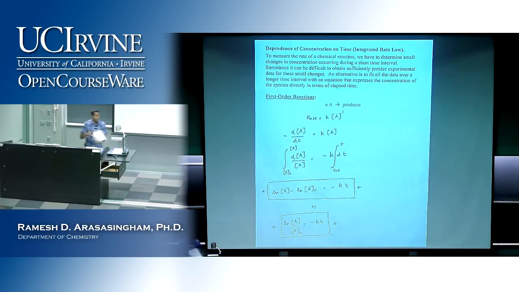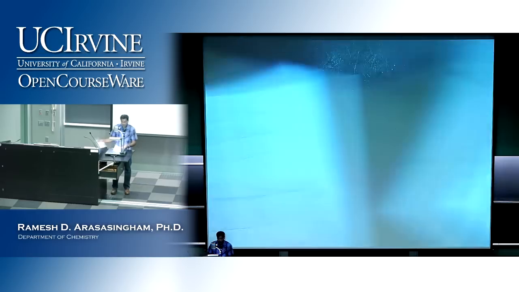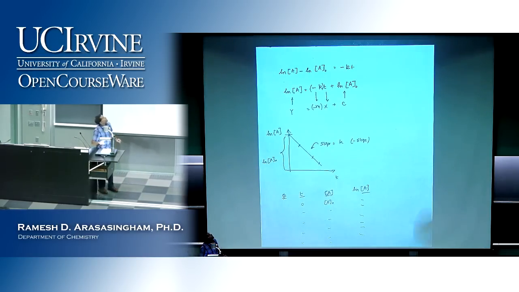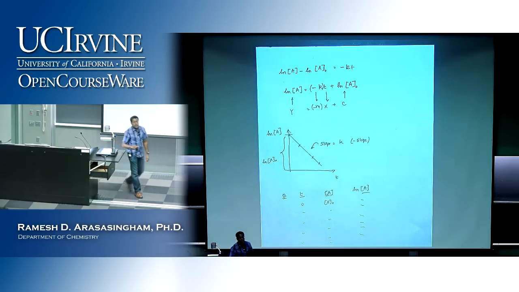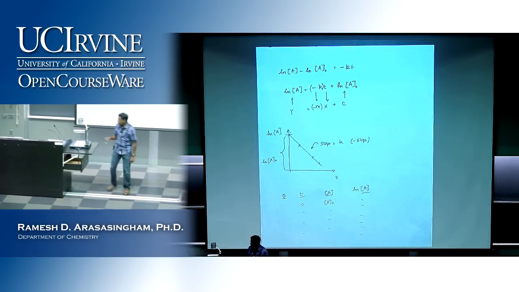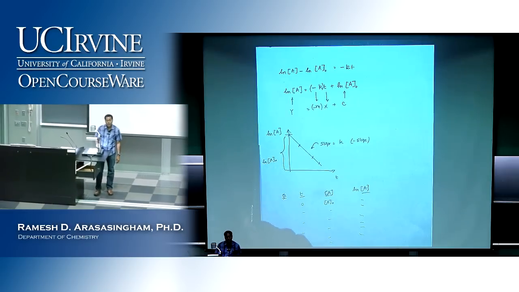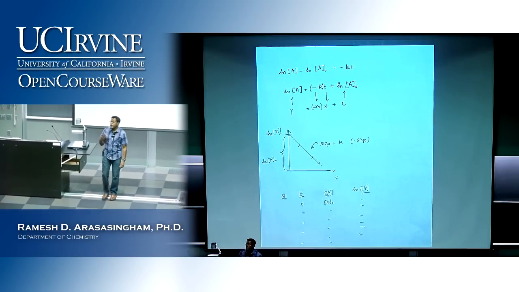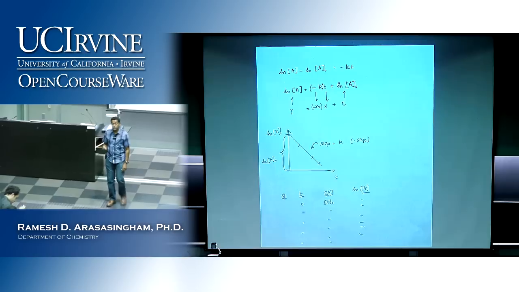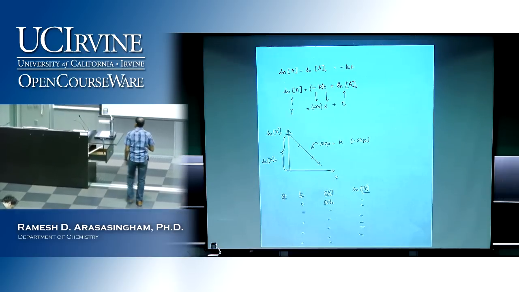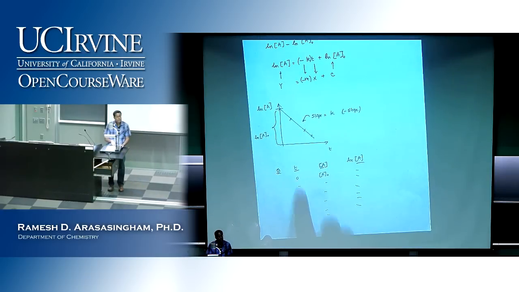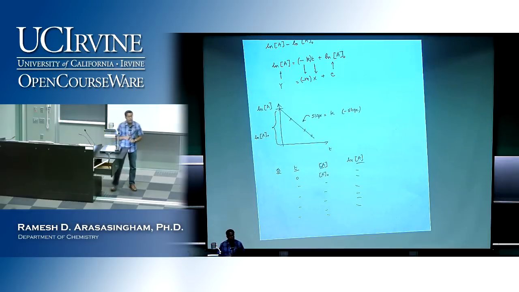If we rearrange that equation into the form y equals mx plus c, we can see that we end up with a straight line with a negative slope. So if you plot the natural log of the concentration of your reactant as a function of time, and you have a straight line with a negative slope, it means that reactant is first order. This is much easier to do in the lab because essentially, at different time intervals, you measure the concentrations of A.